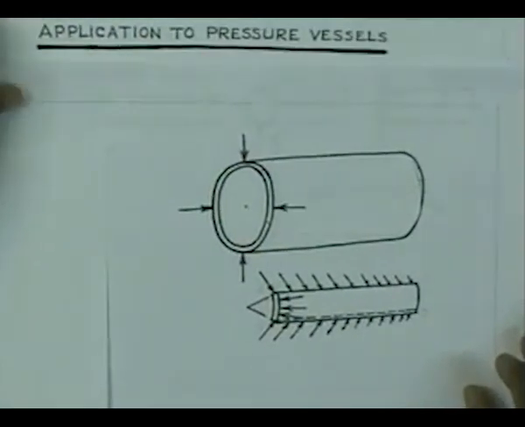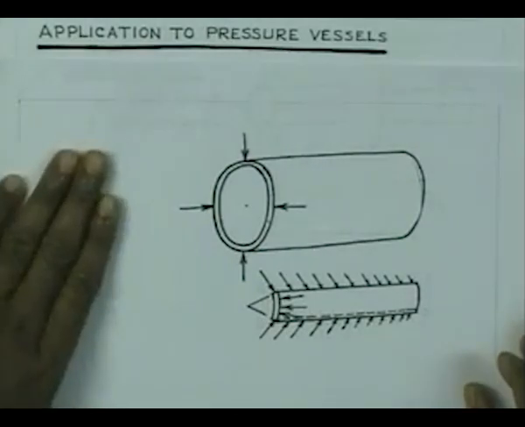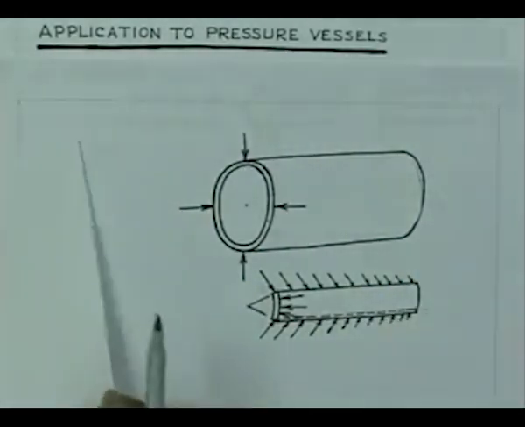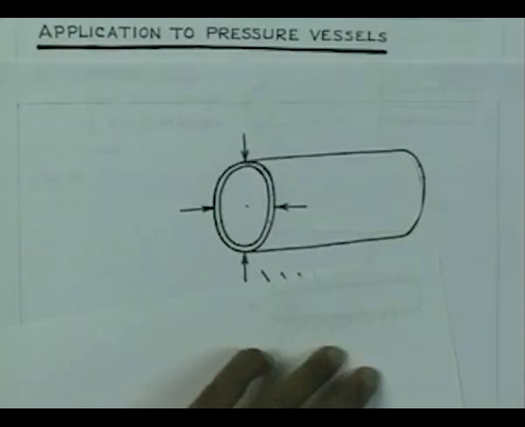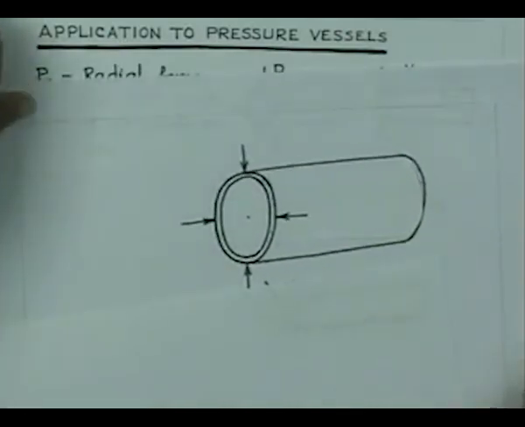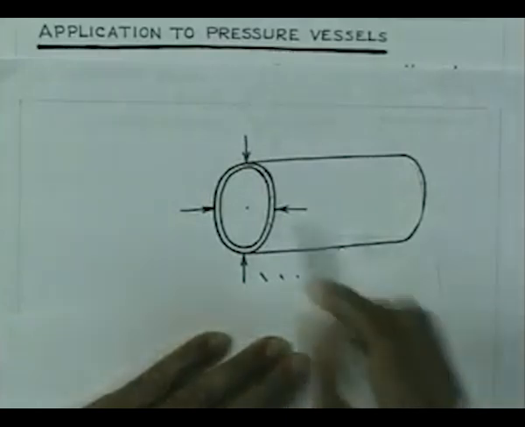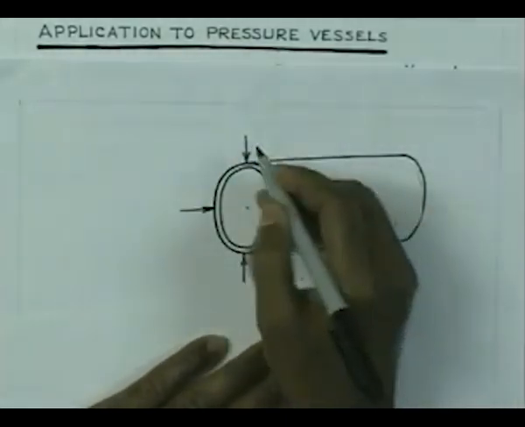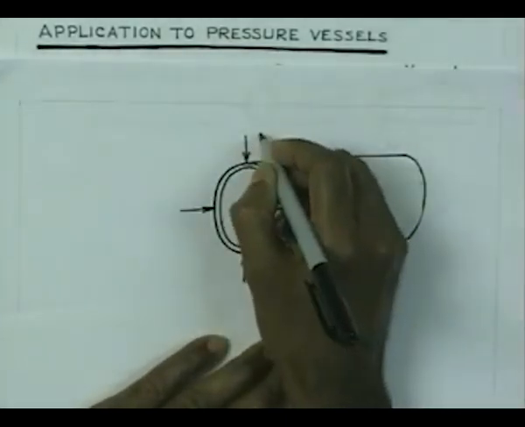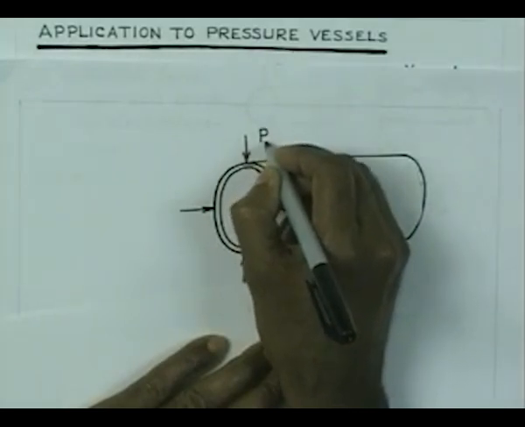In this lecture, I would like to consider application of beam on elastic foundation analysis to pressure vessels. Let us consider one pressure vessel like this cylindrical vessel, which is subjected to some loading at the end, which is radially distributed. So, consider that there is some distributed loading all over this edge, and the intensity of this load, let us say, that is P0.